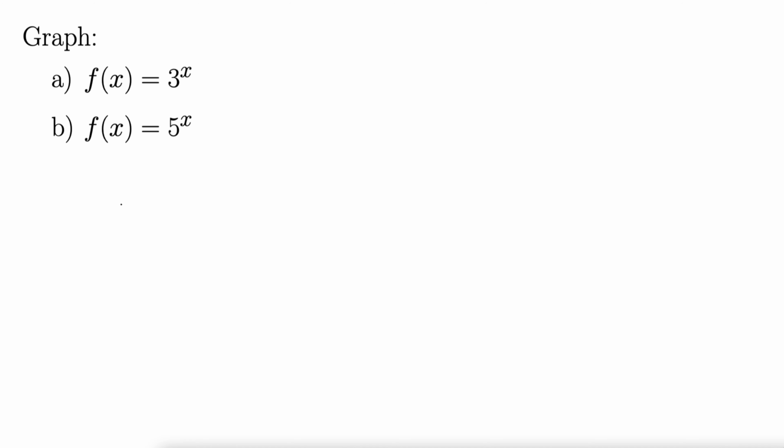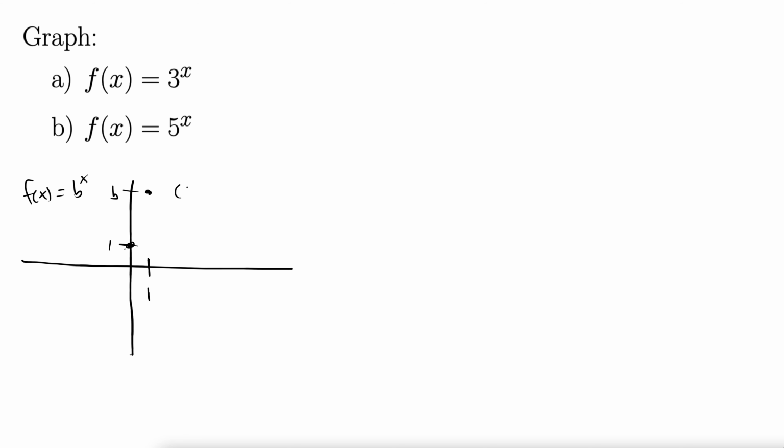And any exponential growth function, okay, so there's my axes. They're going to look like this. Here's 1. And I'm graphing a generic f(x) = b^x. You only have to know 2 points for this. It's this point, (0, 1), and then (1, b). So (1, b), and here we have (0, 1).